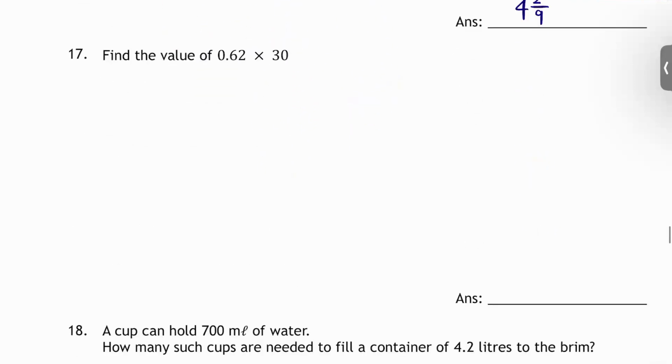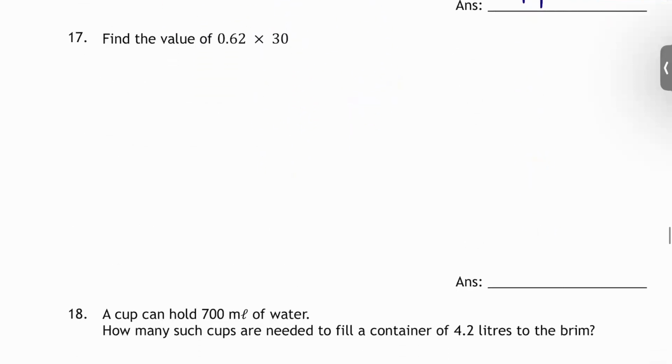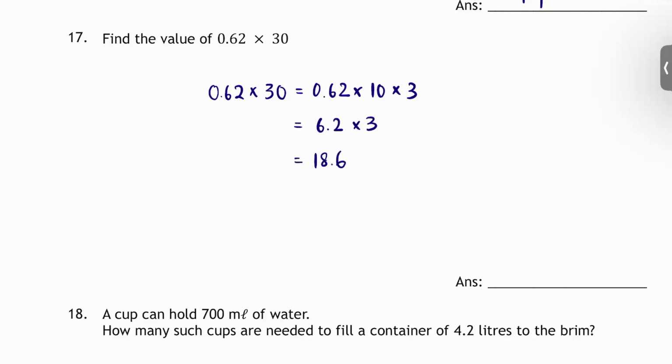Moving on, find the value of 0.62 multiplied by 30. There are multiple ways to solve such a question. You can either do 62 multiplied by 3, or you can go directly to do the decimal, but you can think of it as 0.62 multiplied by 10. Then you multiply it by 3. So 0.62 multiplied by 10 is 6.2. And when you multiply it by 3, you get 18.6. There is no one way to get to the answer. There are many ways to get to the answer.